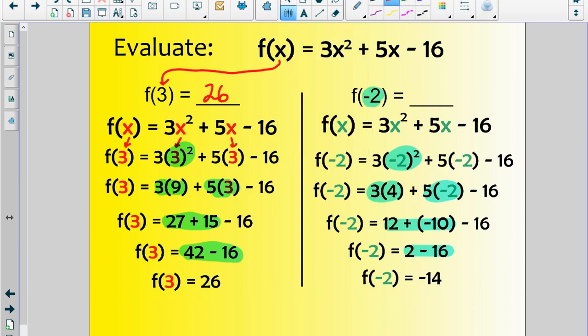So we end up with f of negative 2 has a value of negative 14. So when negative 2 got plugged in for x, I got negative 14 as the outcome.